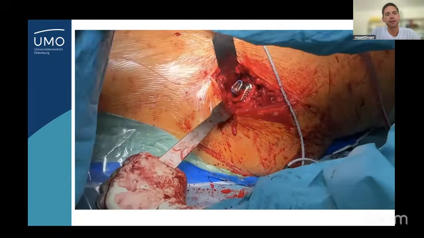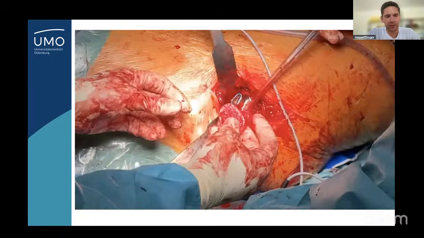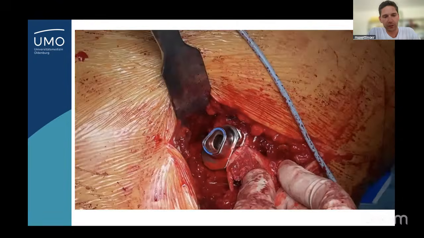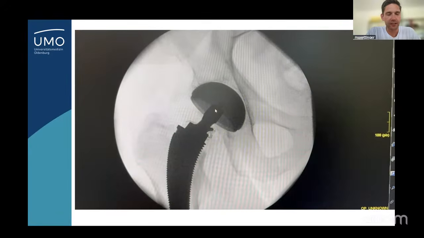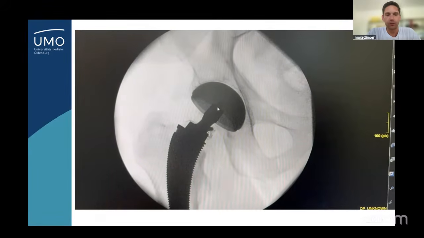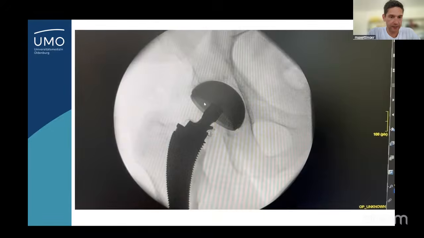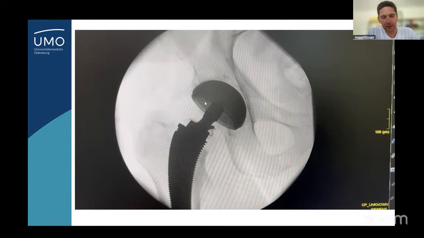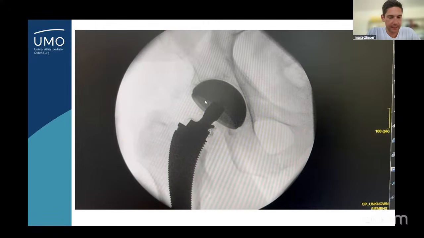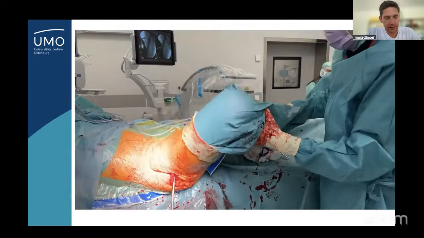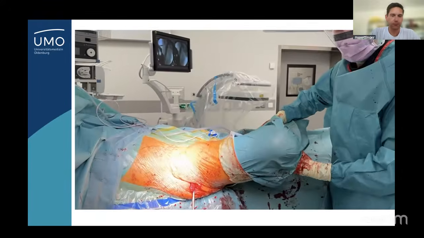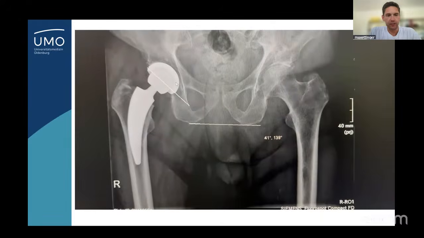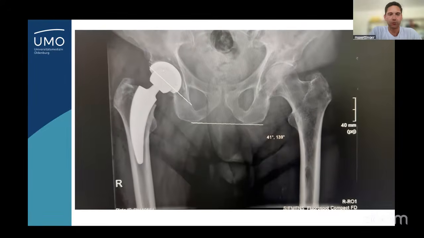Then you have the stem in, and then you have to check, okay, is my bone cut equal to what I reconstruct with the stem? You see that here, and then I always do intraoperative fluoroscopy in order to check my stem position and compare to my planning. So you see here that the short stem reconstructed the anatomy perfectly. The joint is stable and ready to go, and this is basically the postoperative X-ray.